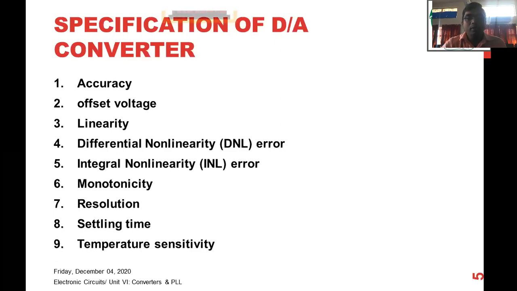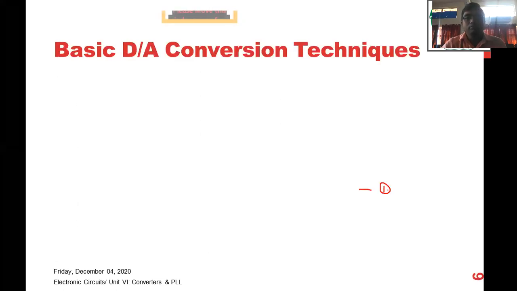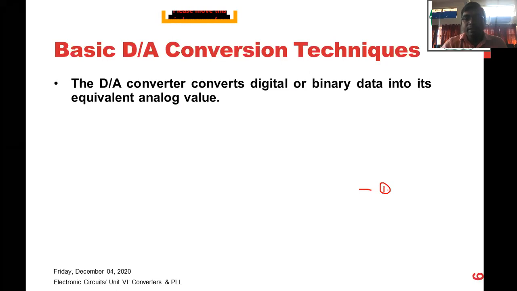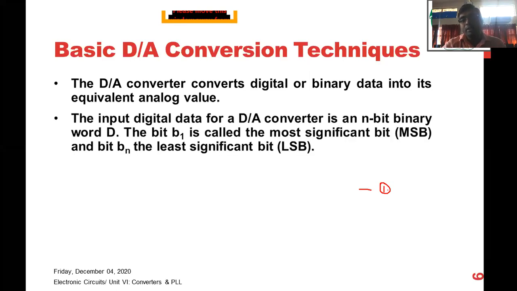Now come to the basic digital to analog conversion technique. Digital to analog converters convert digital or binary data into its equivalent analog value. The input data for a digital to analog converter is an n-bit binary word, that is D.